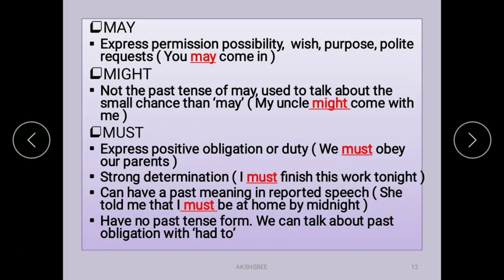Okay. Next one is may. May expresses permission, possibility, wish, purpose, polite request. That is, you may come in. It is a permission, that you are giving permission to someone to come in.